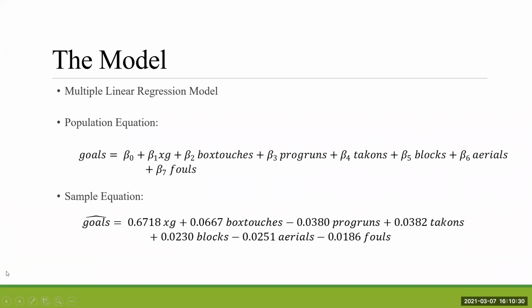So in this project, we ran a multiple linear regression model. Our population equation can be found at that second bullet point. After running many regression models, we found this to be one of the better models. Basically, our goals are being explained by XG, or scoring chances, box touches, progressive runs, the number of take-ons, blocks, aerials, and fouls. And then our sample equation, as you can see, is just our expected goals with the coefficients.